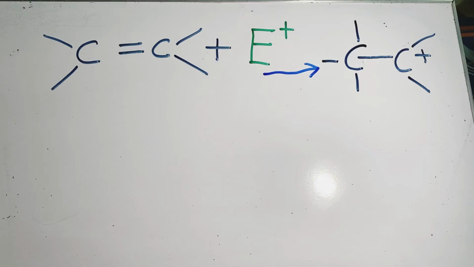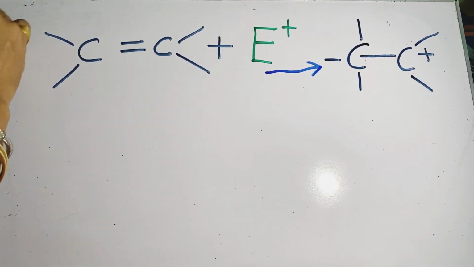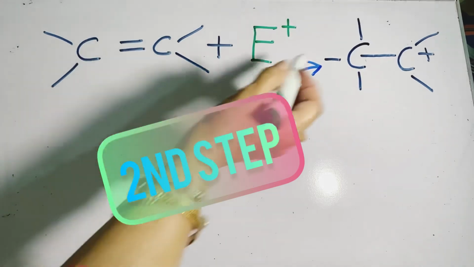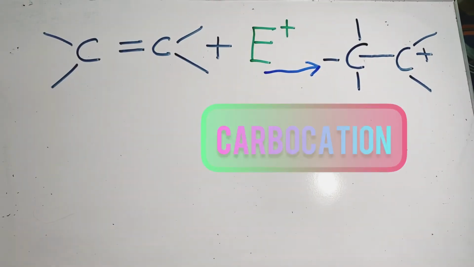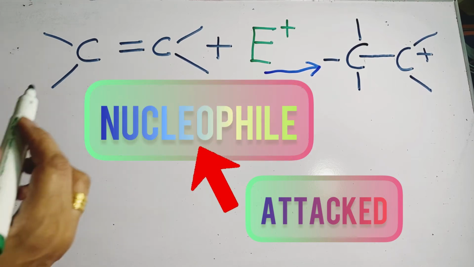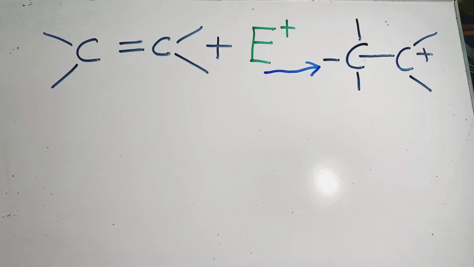So, as I was just mentioning, there are many addition reactions which proceed further by the second step. What is the second step? The carbocation itself is attacked by a nucleophile, just like in the second step of SN1, which results in forming a very stable addition product.